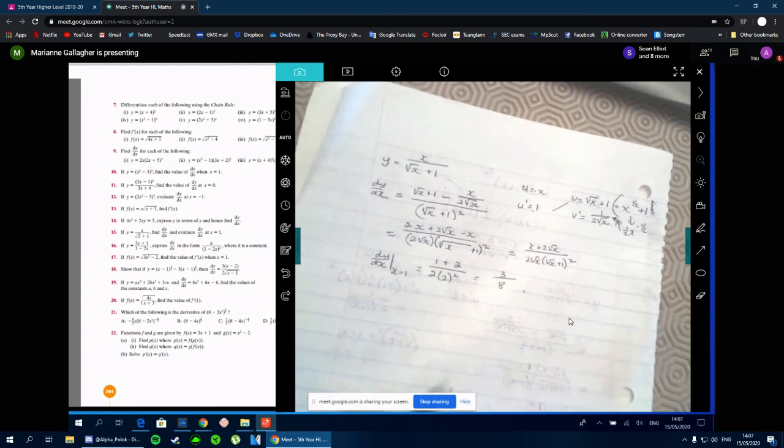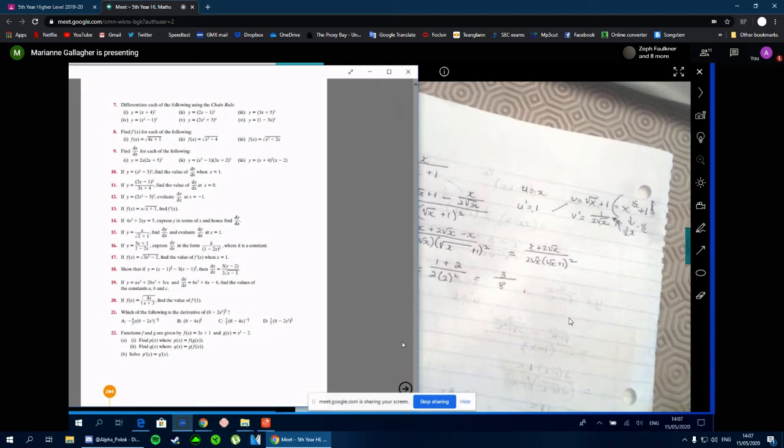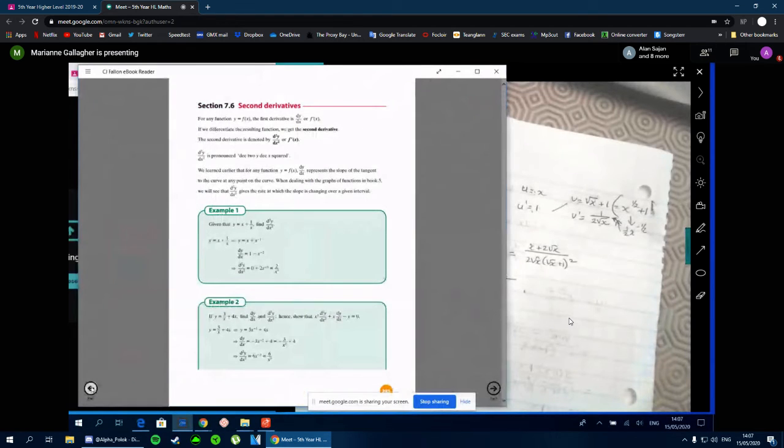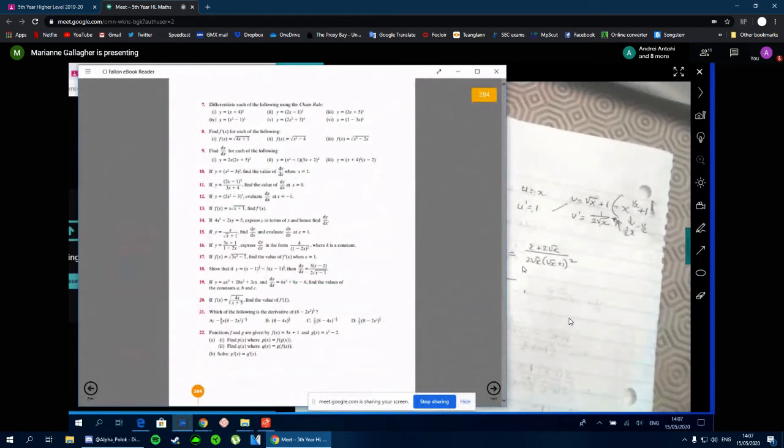Okay, so I want to get you guys practicing on this. The good news as well is the next little section is very easy. That's the second derivative. And then after that, we'll be moving on to more complicated functions. So we're just going to practice some more of these for now.